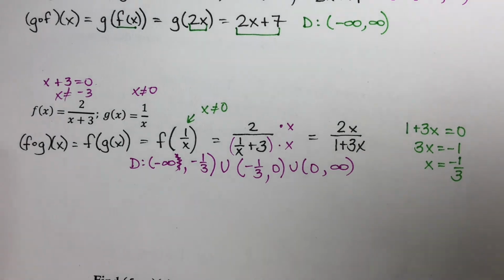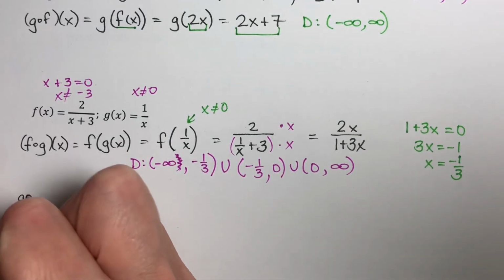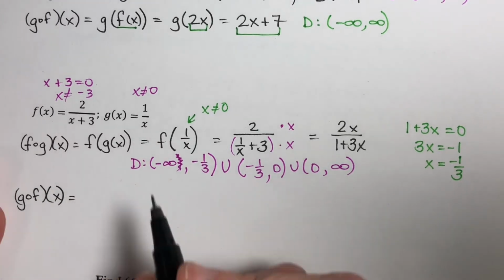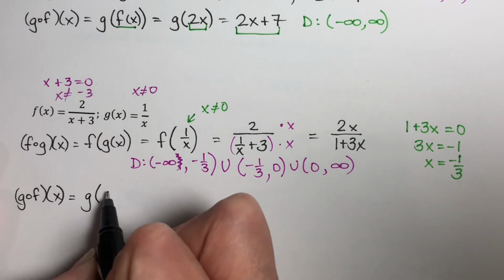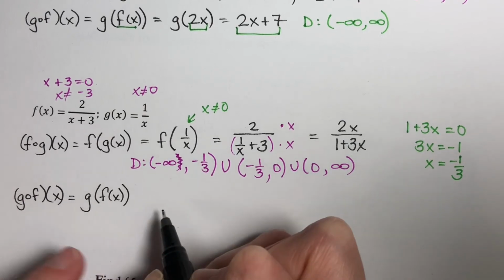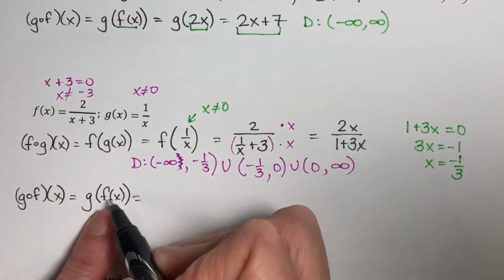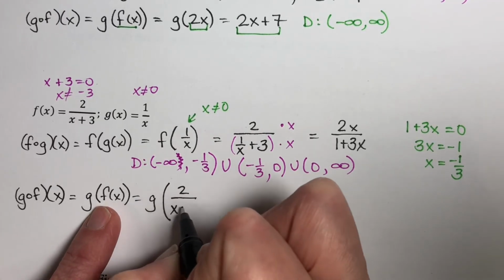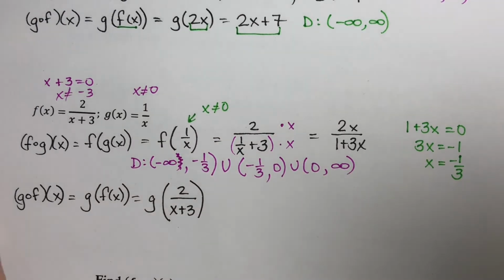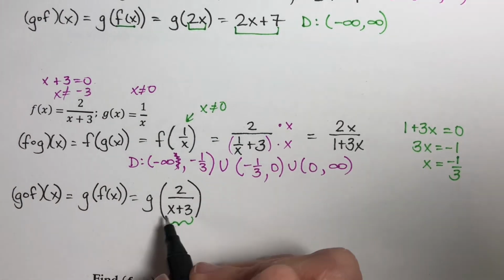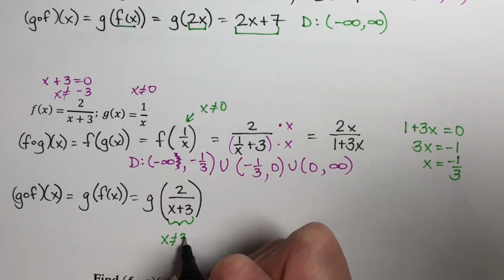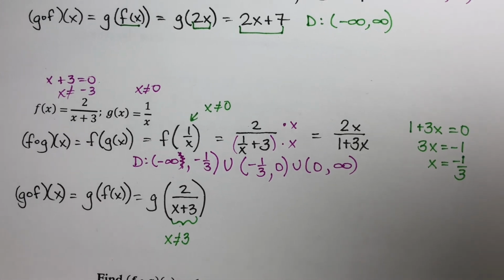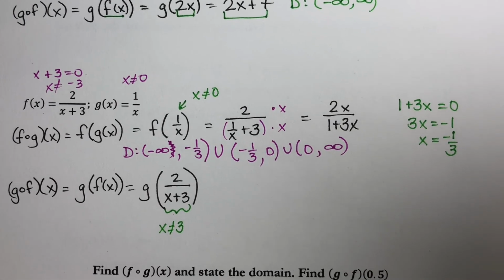Okay. Now let's go the other way. g of f of x. So I take and plug this whole thing in right here. So this is g of 2 over x plus 3. And again, I worry about what's inside. Right here, I know that x cannot equal negative 3. So x is not going to be able to equal negative 3 for any of it. I know that has to be taken out at minimum.